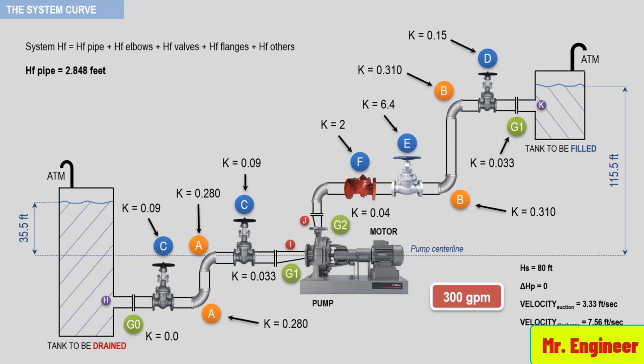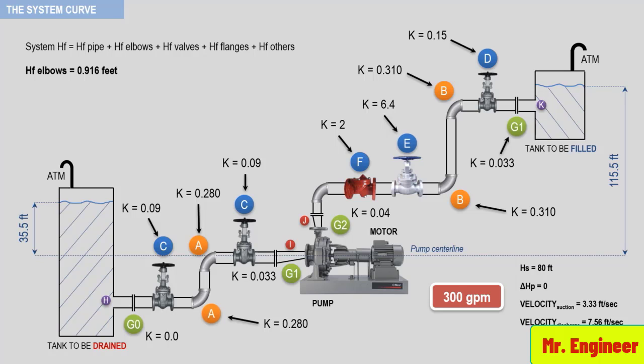Now we calculate the friction head in the elbows, and the formula is seen here. So the friction head in the suction elbows plus the friction head in the discharge elbows. And recall, to calculate the friction head in this case, we will use the following formula. So the K value times the velocity head. We'll apply that to the discharge and the suction. Substituting for the known values, we then have the following. So the friction head in the elbows is equal to 0.9 feet.